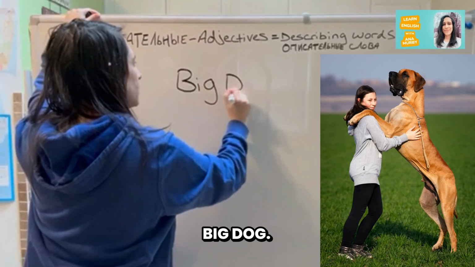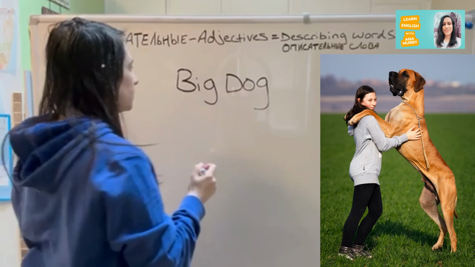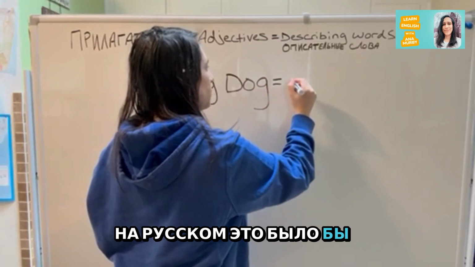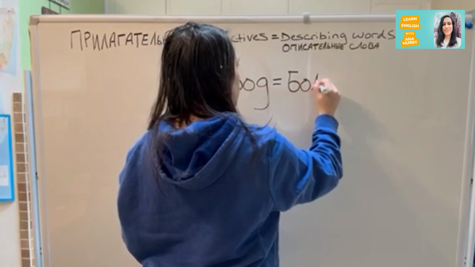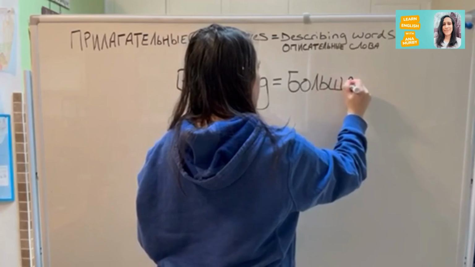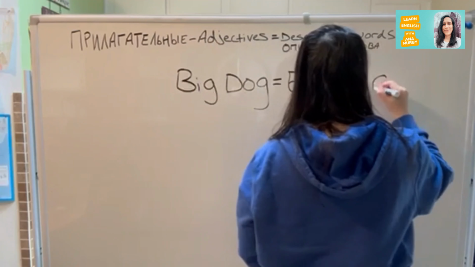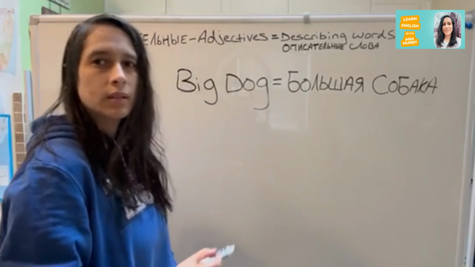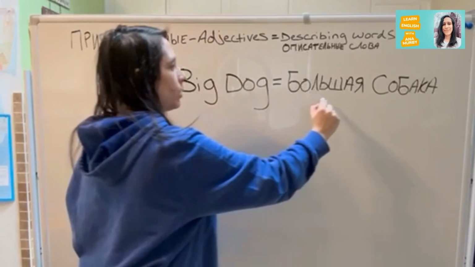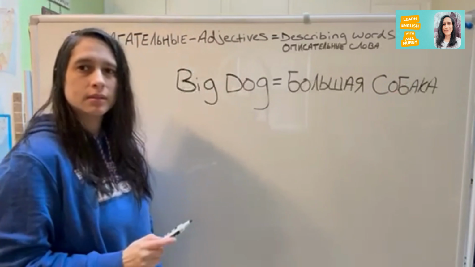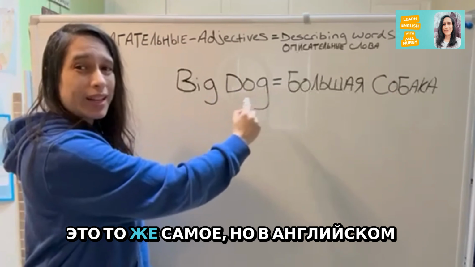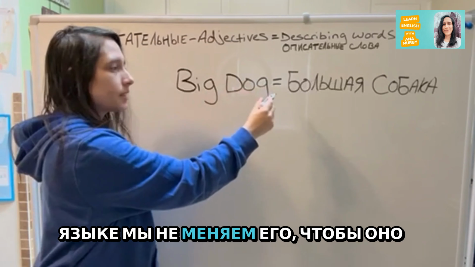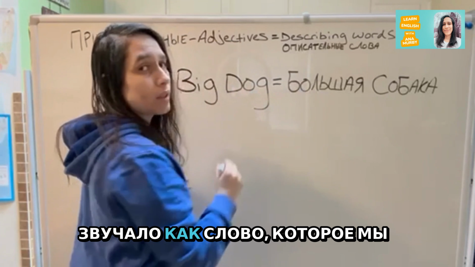Big dog. In Russian, it would be большая собака. It's the same thing, but in English, we don't change this to make it sound like the word we are describing.